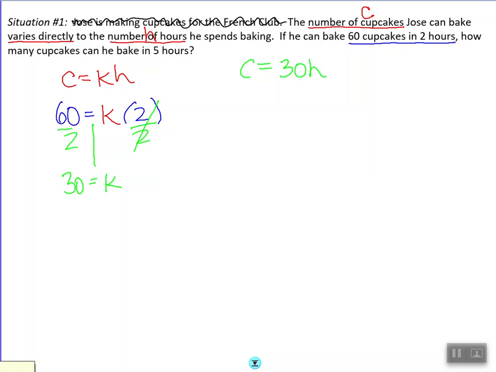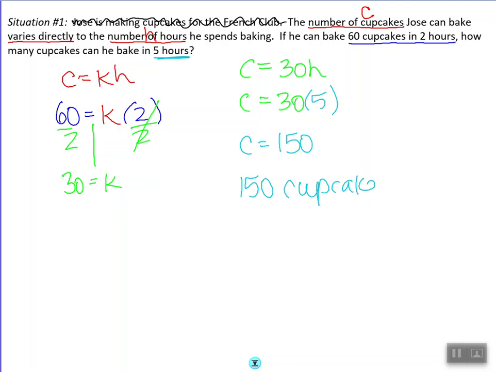And if I read the last part, I want to know how many cupcakes can he bake in 5 hours. So I know that h is 5. So if I plug that in, I want to know how many cupcakes that would be. So 30 times 5 is 150. Since this is a word problem, we want to make sure that we accurately answer the question. So he can bake 150 cupcakes. And that's it.